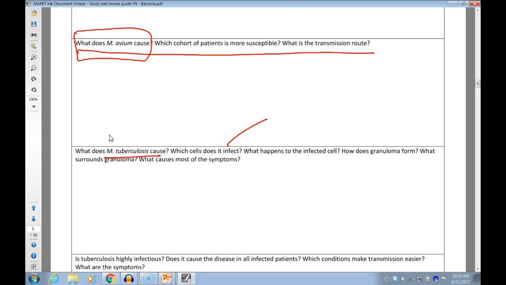Tuberculosis, which cells? Macrophages are the infected cells. That's what Jason was referring to. Formation of that necrotic core encased in the fibrin. That's the granuloma. Fibrin surrounds the granuloma. What causes most of the symptoms? Your immune system. Does that make sense?